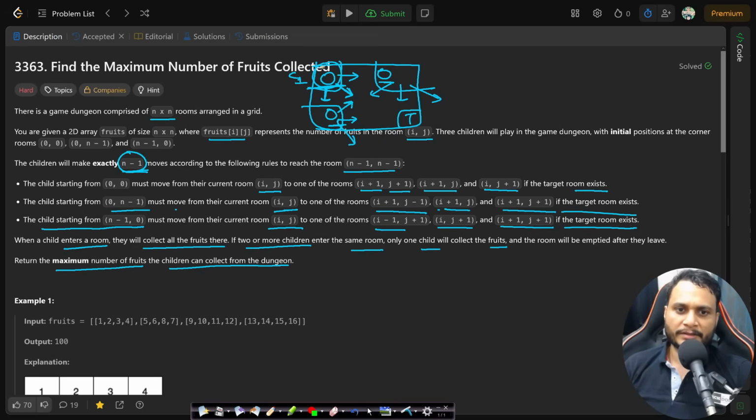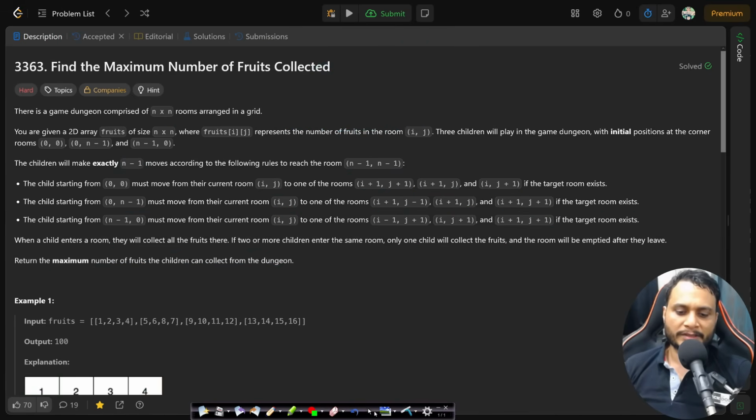So there are 3 children, C1, C2 and C3, and each of them have to make exactly n-1 moves in order to reach the target, and whenever they go to a cell, they can collect the fruits present there, but they can only collect it one time, and if a child has already collected, then nobody else can collect it. Okay, so everybody has to reach the target cell in n-1 exact moves, and all their directional movements are already mentioned. So following all these rules, we need to return the maximum number of fruits that all the 3 children collectively will be able to collect from the dungeon.